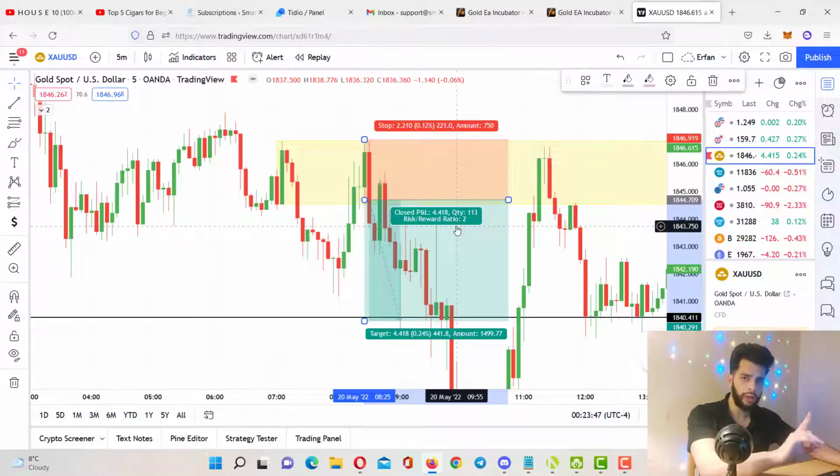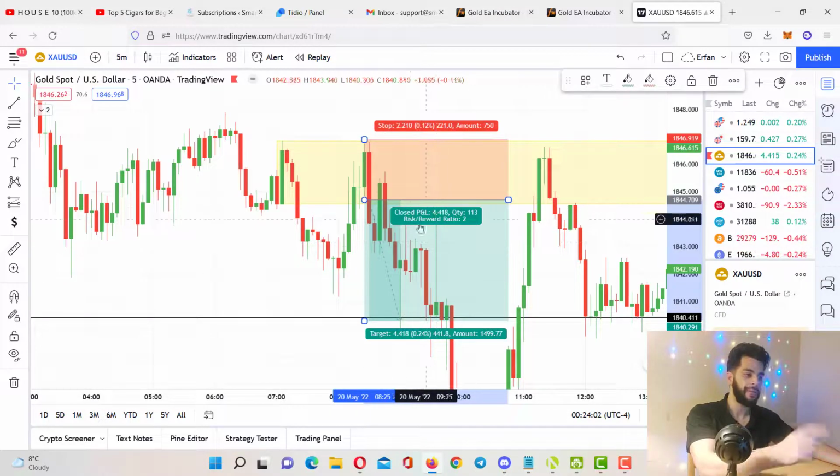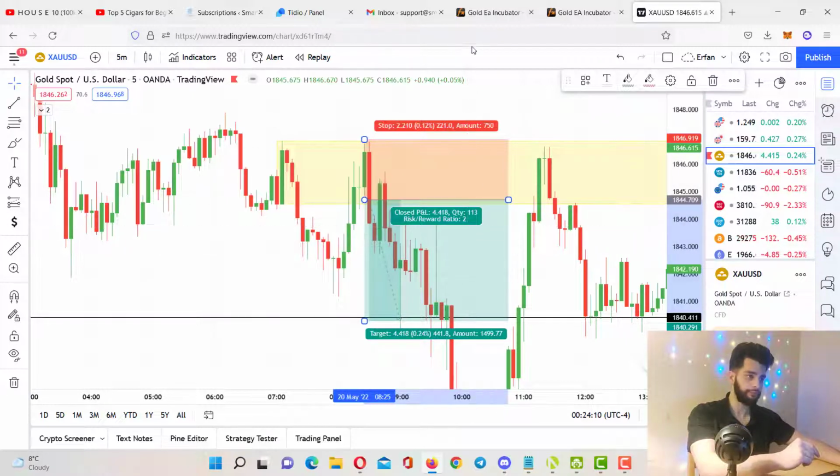For every $100 that I risk right here, after entering my position, and my stop loss is here. So if the amount that I'm risking here is $100, my profit here is going to be $200 because of the risk to reward ratio, which is 1 to 2. And that's how simple it is. So this is how you identify what your risk to reward ratio is.